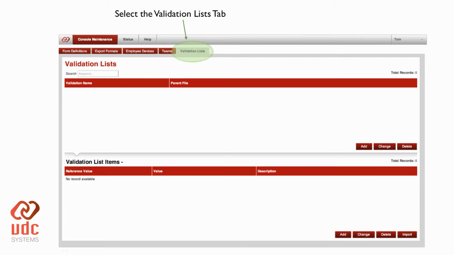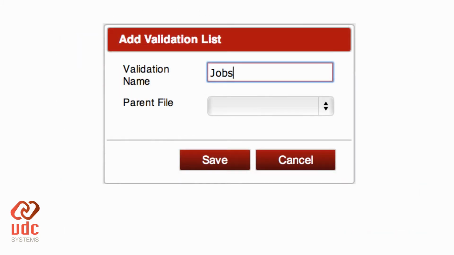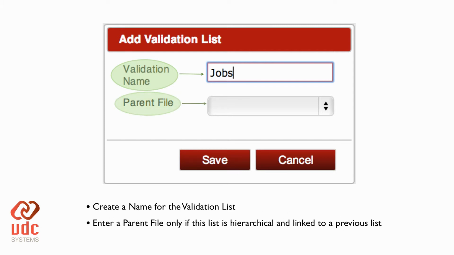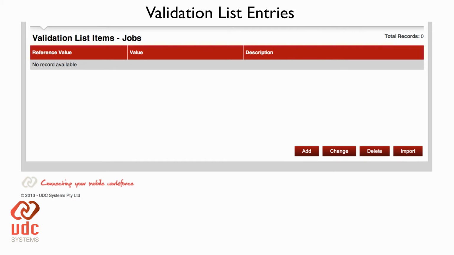Select the Validation Lists tab. Select the Add button in the lower right corner of the screen. The fields are: create a name. If it is a simple list, leave the parent file empty. If it is a hierarchical, type the name of the file the list is linked to. Select Save. Now we'll look at creating entries in the list.